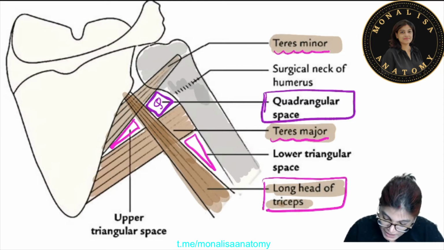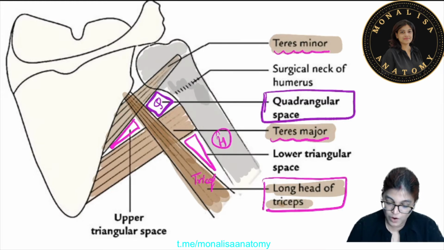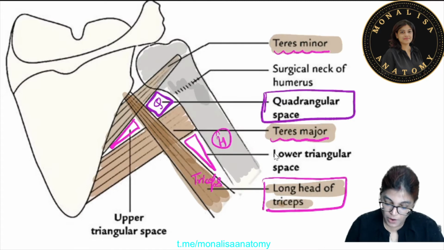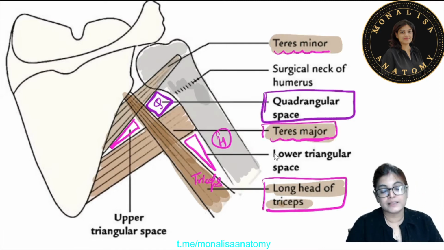Lower triangular space boundary: it is bounded laterally by the shaft of the humerus bone, as you can see, and medially by the long head of triceps. So this is the triceps muscle, forming the medial boundary. It is bounded superiorly by the teres major muscle. This diagram is showing all the boundaries of all the spaces, as we can see.